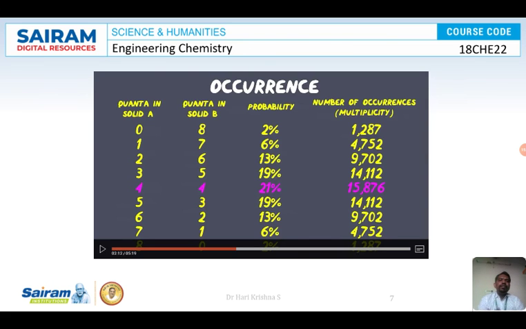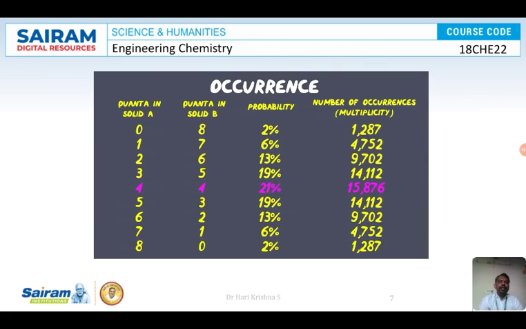So the entropy changes from solid to liquid, liquid to gases. So ice has less entropy, water has more entropy, and gas has greater entropy. This is just for understanding. This is for further studies.